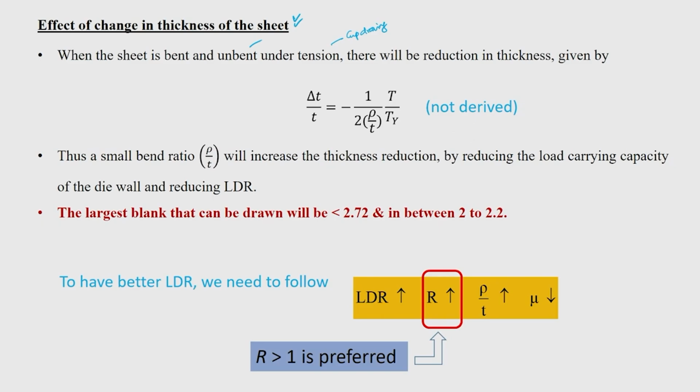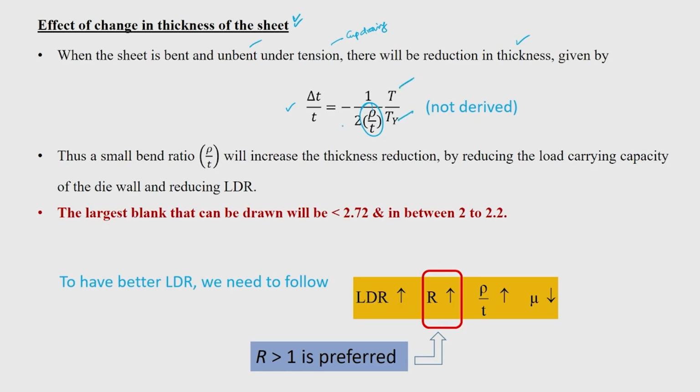Okay. Because of this bending and unbending there will be a reduction in thickness, and that is given by this particular equation which we have not derived. This is for our understanding only. Del T by T is equal to minus 1 by 2 rho by T into T by Ty, where del T is the change in thickness and all other terms are known to us. Rho by T is the bend ratio which you already saw, T is the tension and Ty is the yield tension which we introduced in the bending chapter.